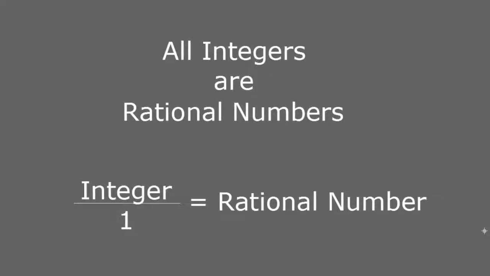Well, because you can express every integer as that integer, any one you choose, divided by 1. Since dividing by 1 doesn't change the value of the number, and both the integer and 1 are integers, you have a fraction that is composed only of integers. Therefore, any integer divided by 1 is a rational number.